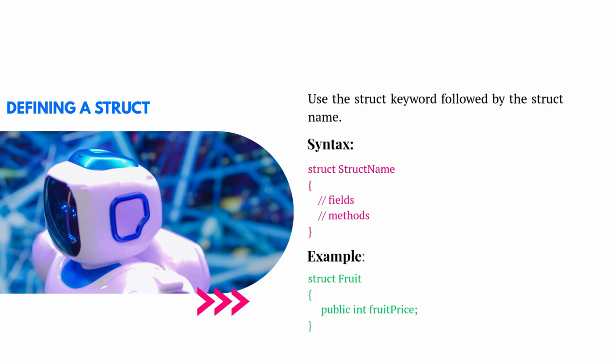Here, in the given example of struct, the struct is a keyword that is used to define a struct. Fruit is the name of the struct. Fruit price is a field inside the struct.